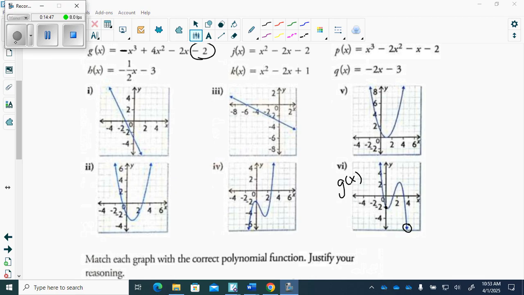So the other cubic function here has a negative 2 as its y-intercept, but it has a positive leading coefficient. So negative 2, and it has to end up on the right, because your leading coefficient tells you how you end on the right. And then the degree tells you how you end on the left.